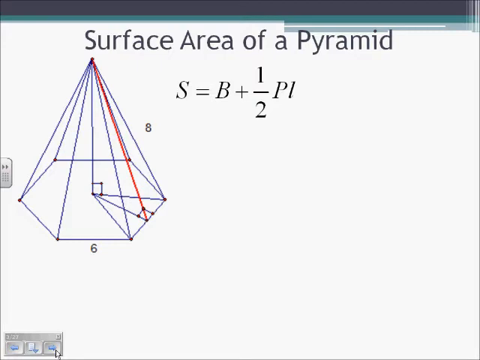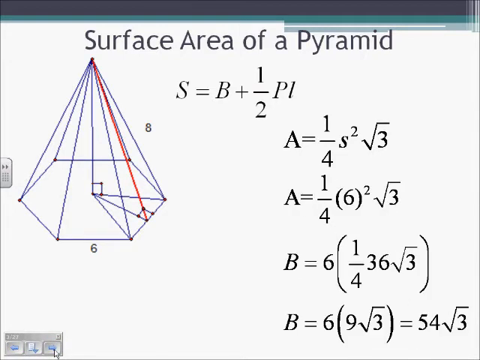If we want to use that formula to find the surface area of a pyramid, we first need to find the area of the base. So here, if we know we have a regular hexagon, we know regular hexagons are made up of 6 congruent equilateral triangles, so we use the area for an equilateral triangle to find one of those. That's our little triangle denoted there. We know that's going to be 1/4 the side squared times the square root of 3. Our side length is going to be 6. So we plug that in.